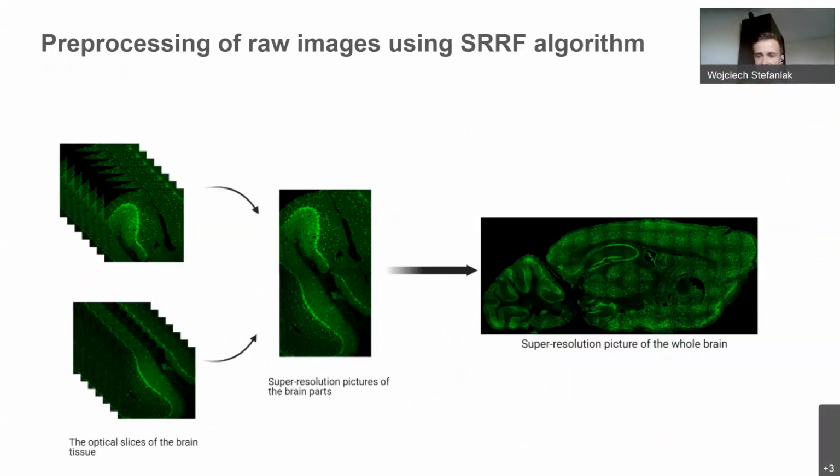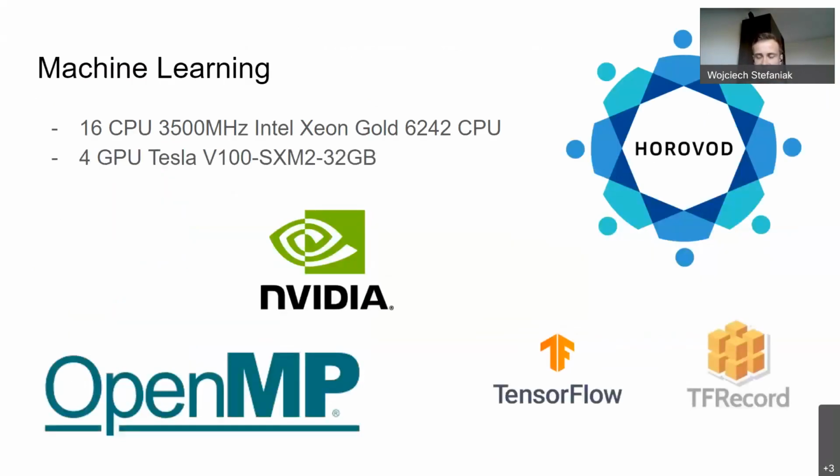After that, there is also a second focus of our project, which is not included in ADMIRE, which is to make super resolution pictures of the whole mice brain, which you can see here, but that's not a real focus with ADMIRE. And the last part that we are doing is machine learning using 4 Tesla GPUs.